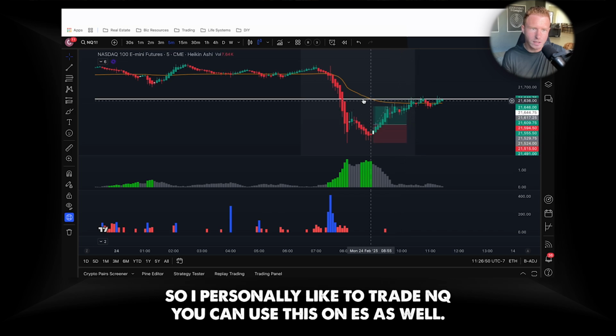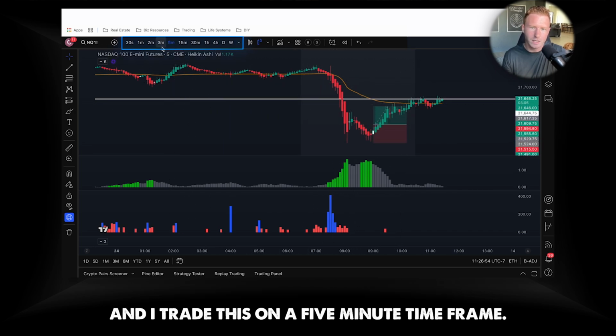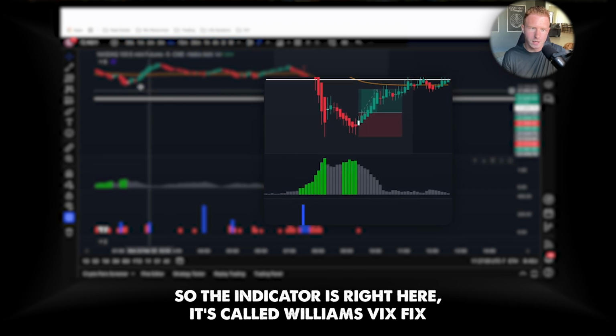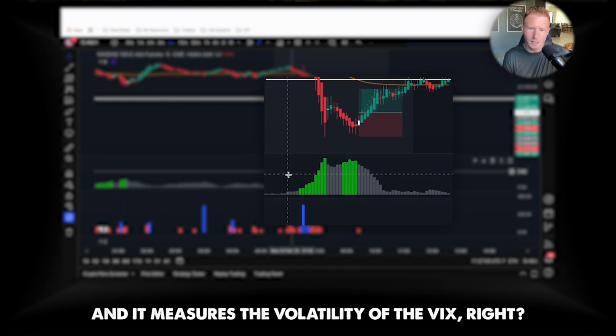So I personally like to trade NQ. You can use this on ES as well. And I trade this on a 5-minute time frame. So the indicator is right here. It's called Williams VIX Fix, and it measures the volatility of the VIX, right?